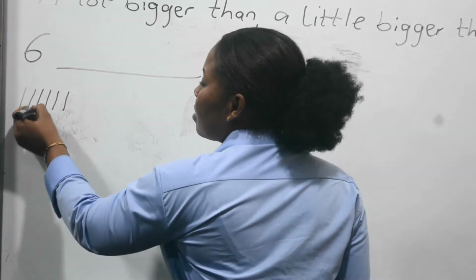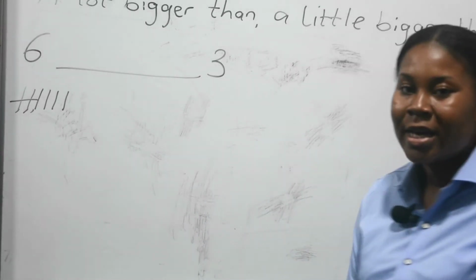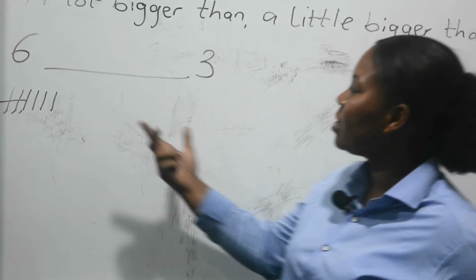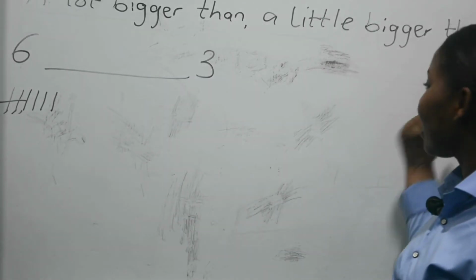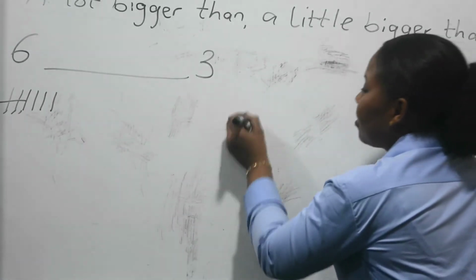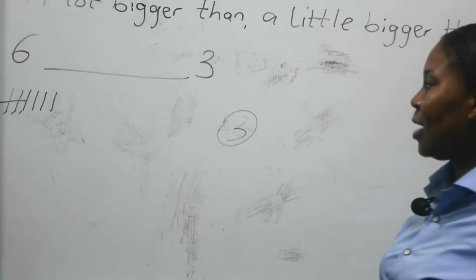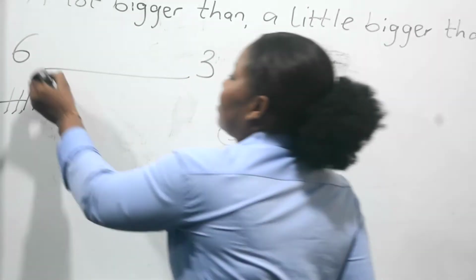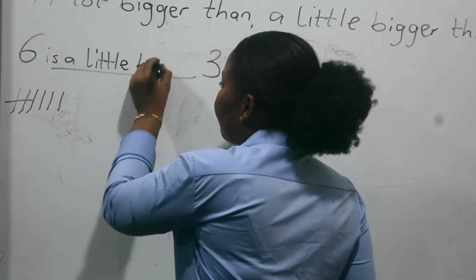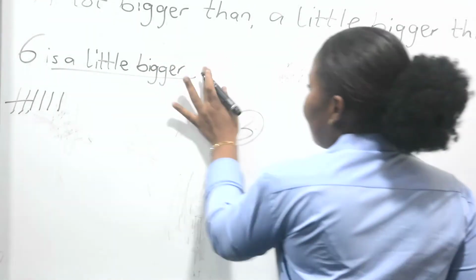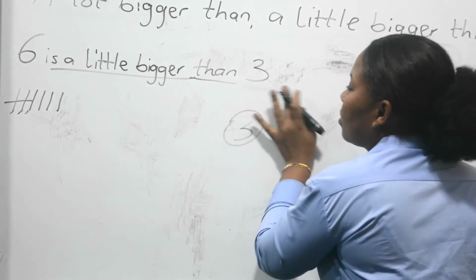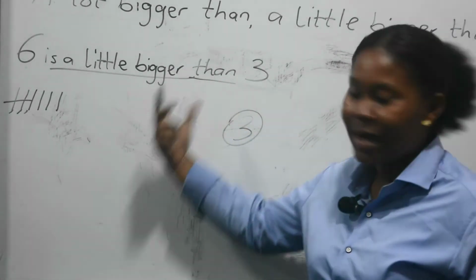When you take 3 from it, the difference will be what? 3. Is 3 bigger or smaller? It is not that bigger. So we use a little bigger than 3. The difference between 6 and 3 is 3, which is not a bigger number. So we say that 6 is a little bigger than 3. 6 is a little bigger than 3.